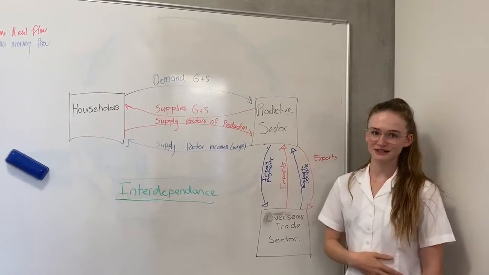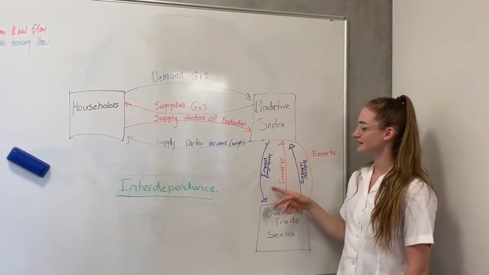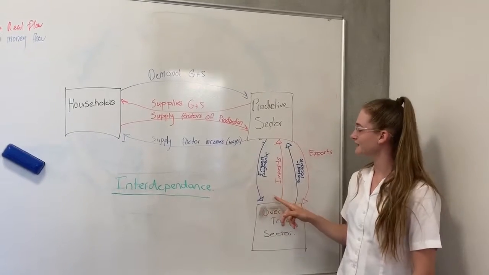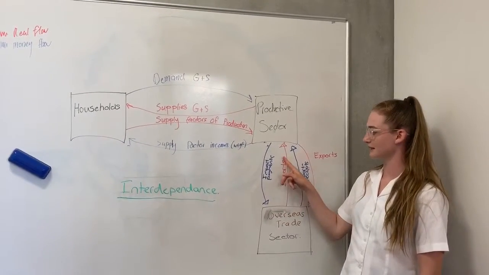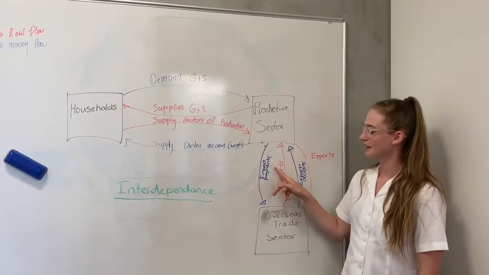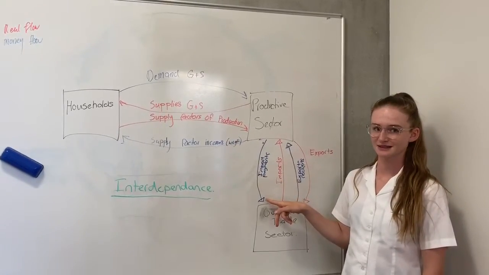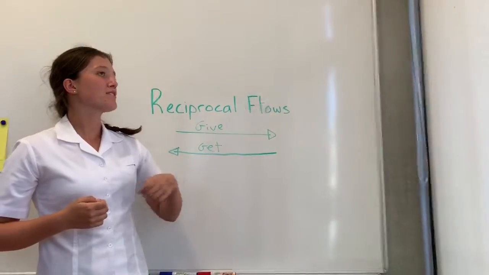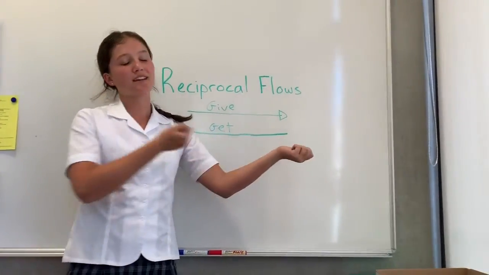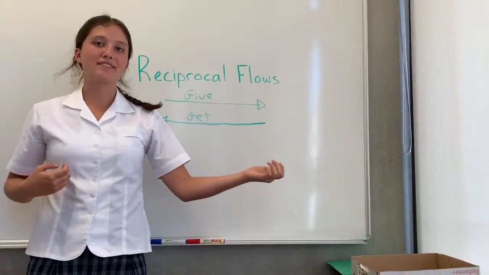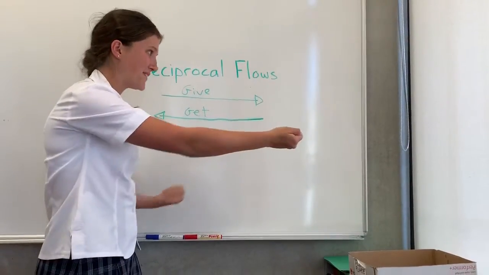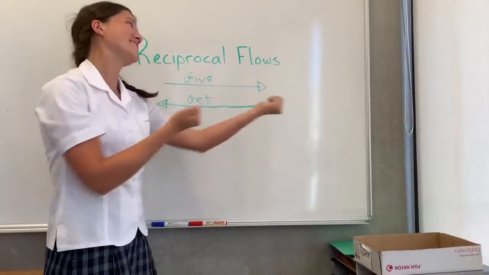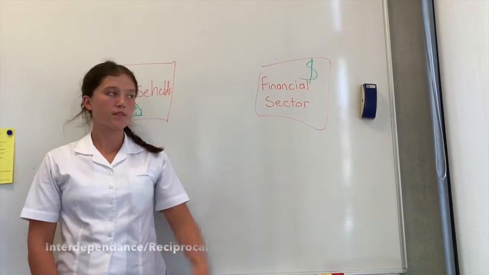An example of interdependence is imports and import payments. Without New Zealand importing goods and services, import payments would not exist. This means that the amount of money you pay, you get the exact amount in return. So it is equal. So you give, you get, you give, you get, and so on.